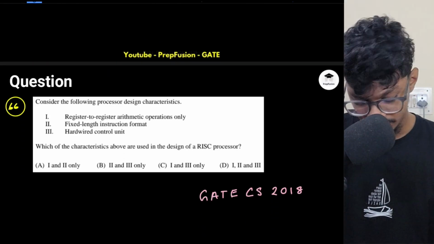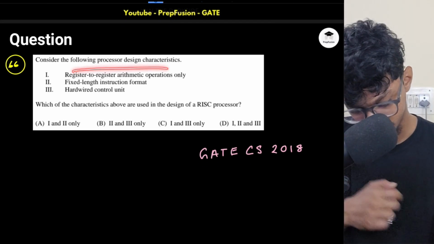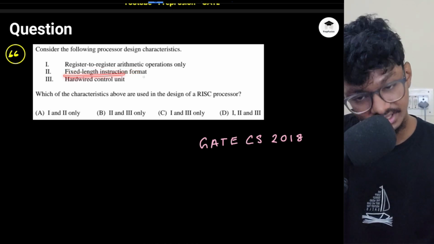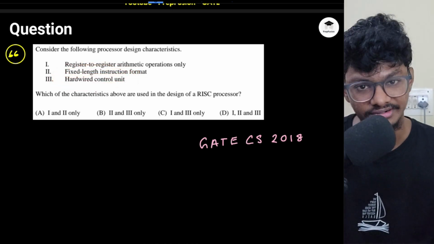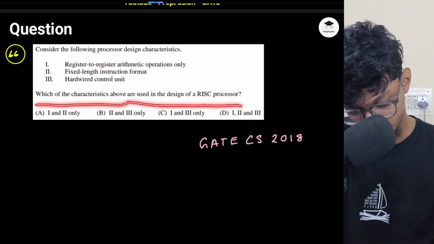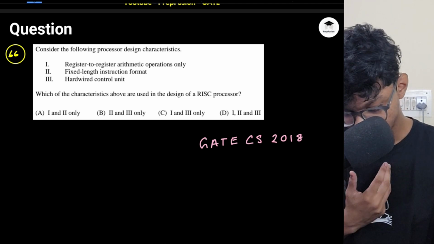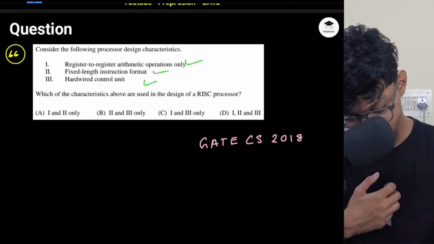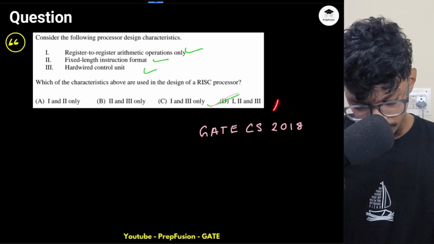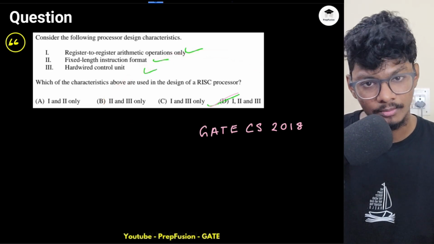A, B, C, D. Now let's solve the last question of today's lecture. Consider the following processor design characteristics: register to register arithmetic operations only, fixed length instruction format, hardwired control unit. This is a characteristic of a RISC processor. Which of the following are characteristics of RISC processors? All of these are characteristics of a RISC processor, so 1, 2 and 3 will all be correct. Option D. These types of questions can come in GATE and placements, a bit of theoretical concept about CISC and RISC processing.